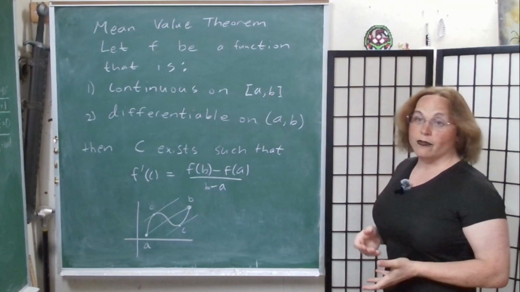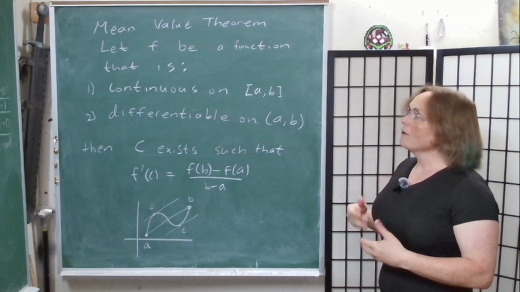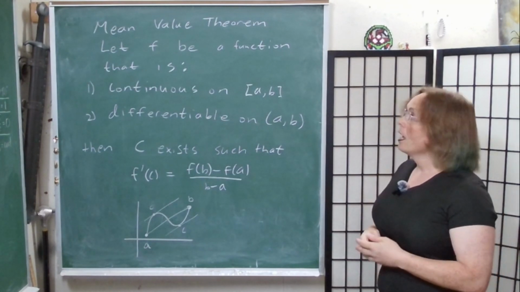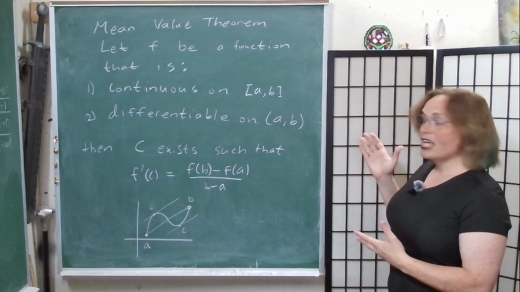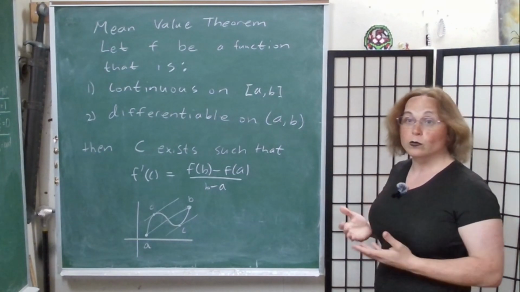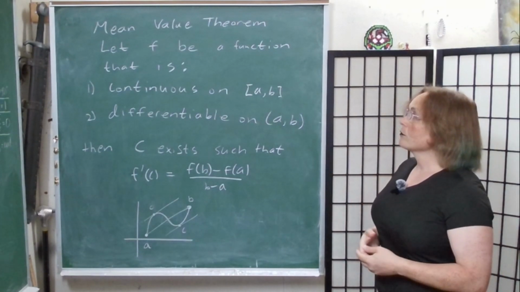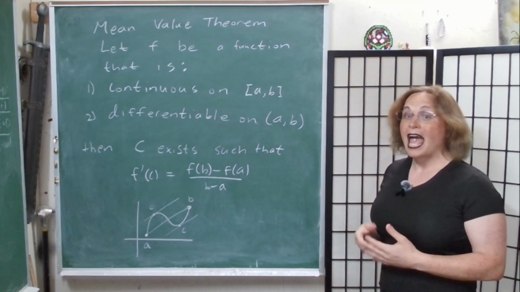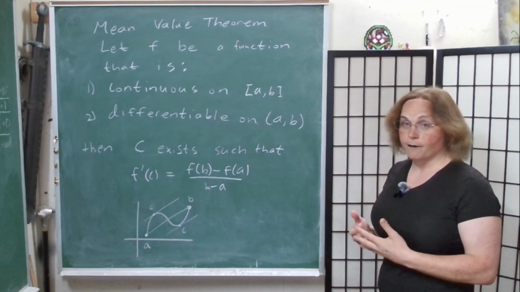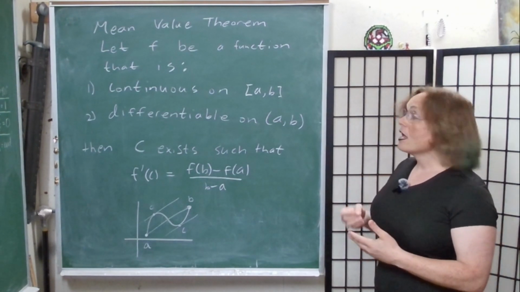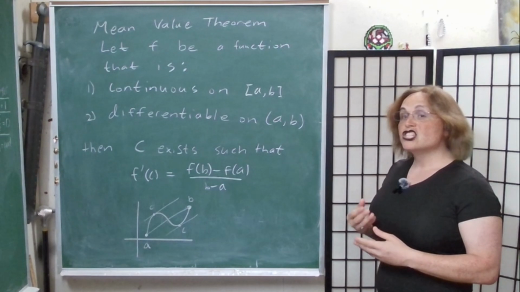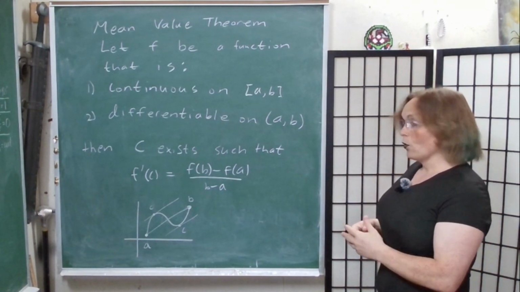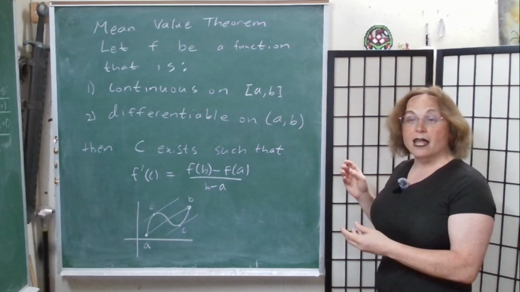So here's the mean value theorem. And you can think of the mean value theorem as a more generalizable version of Rolle's theorem. And you can notice that it actually has the same kind of criteria that Rolle's theorem had. So the mean value theorem says, let f be a function that is continuous on the closed interval [a, b] and differentiable on the open interval (a, b). If we meet that criteria, then there will exist some c such that the derivative at c will equal the slope between a and b.